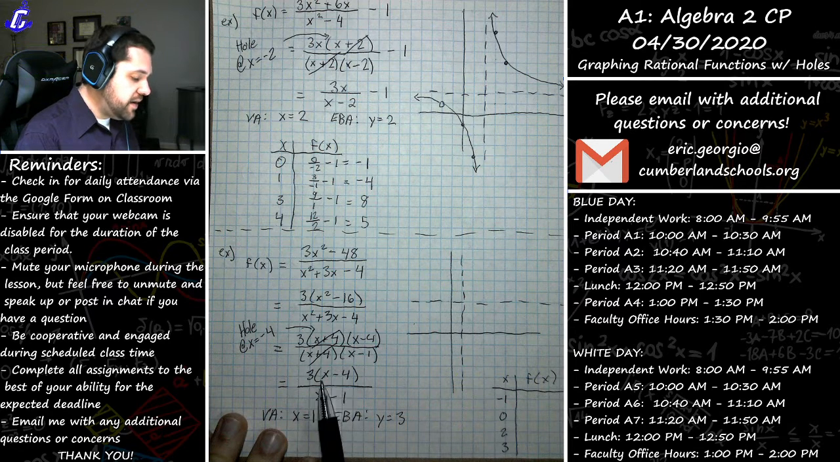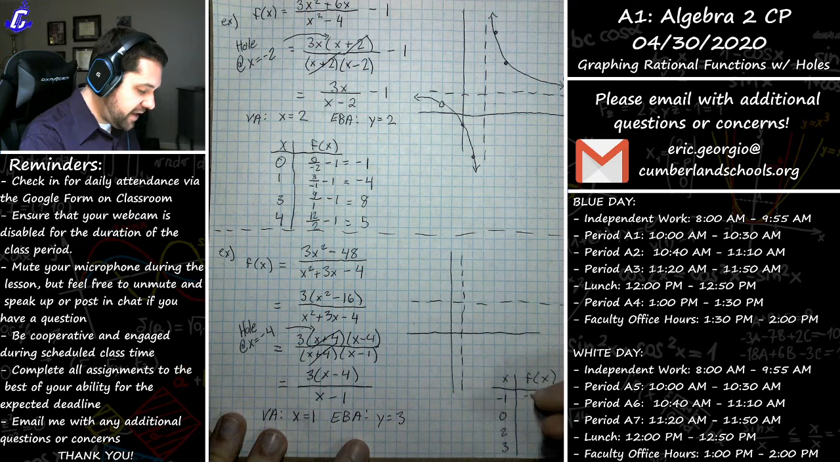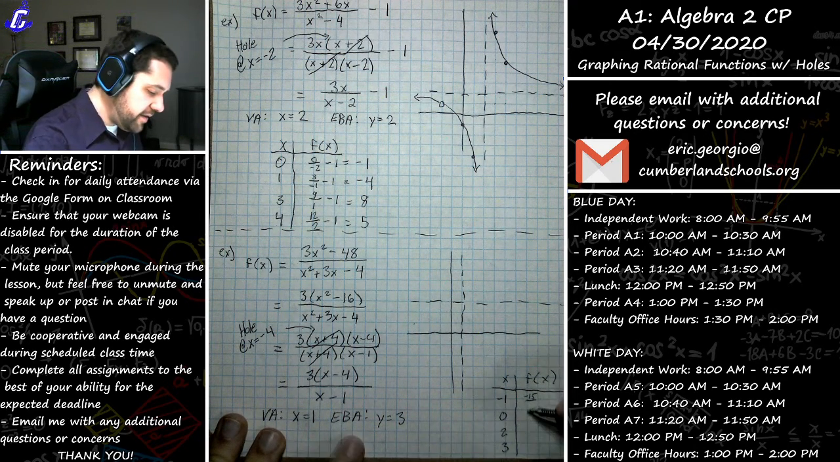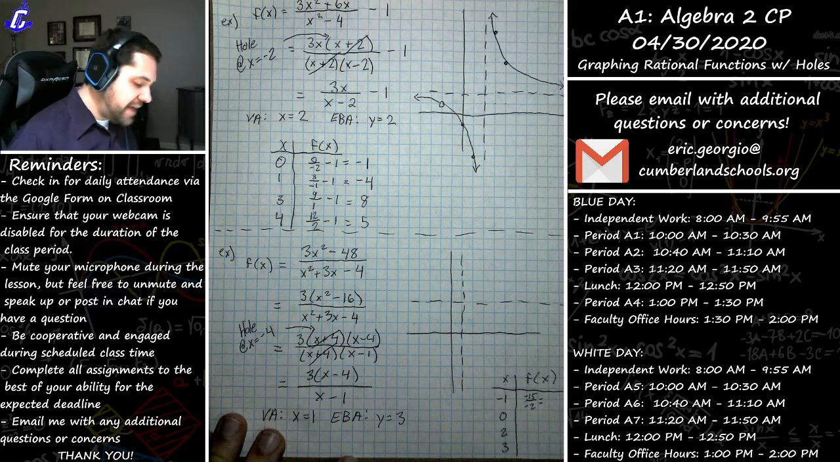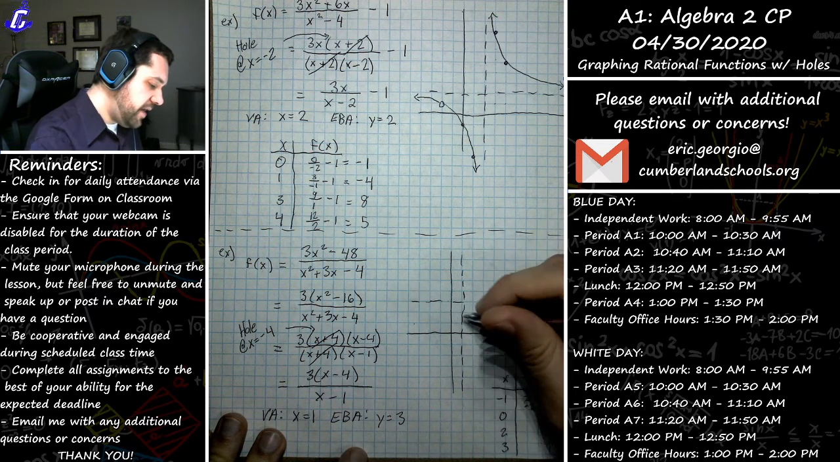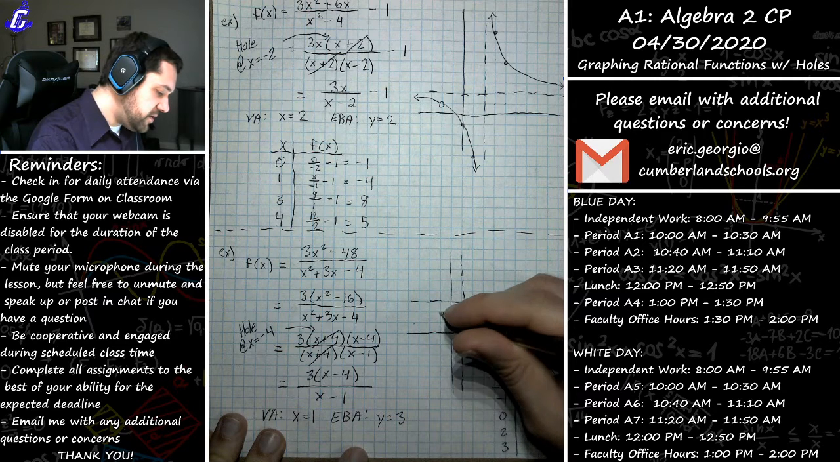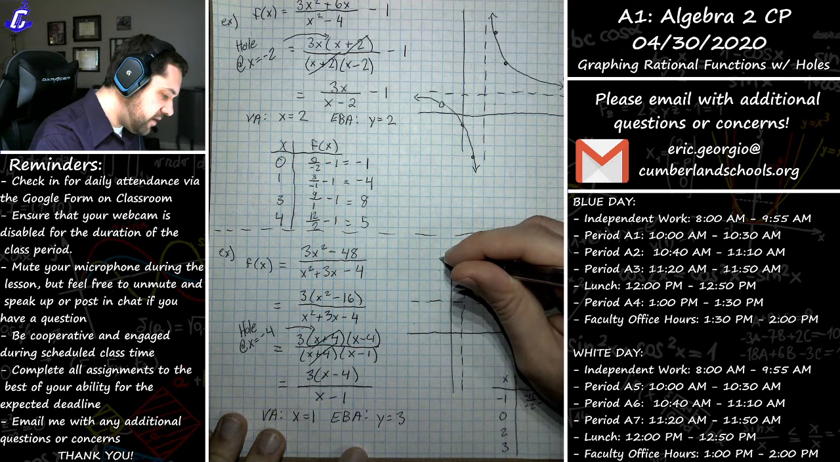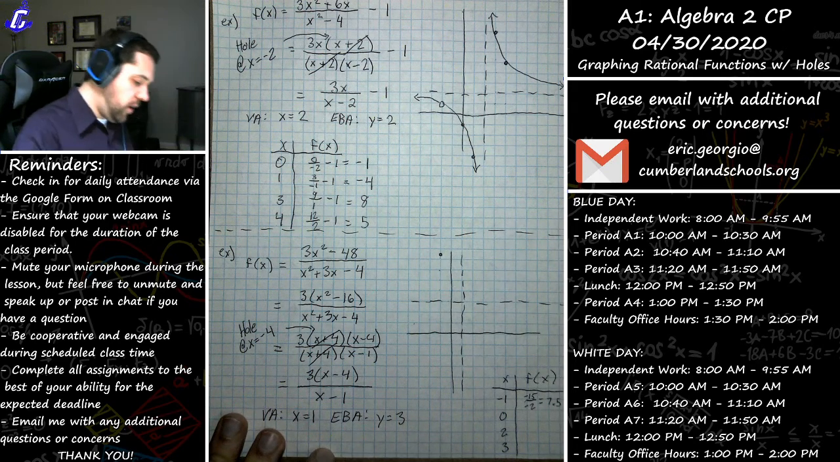Negative 1 goes in. Negative 1 minus 4 is negative 5. 3 times negative 5 is negative 15, divided by negative 1 minus 1, which is negative 2. Negative 15 divided by negative 2 is positive 7.5. So we got a value at negative 1, comma, 7.5. 1, 2, 3, 4, 5, 6, 7 and a half. I hope this fits on the graph. It's a big, tall one.